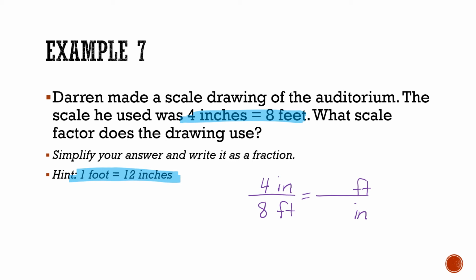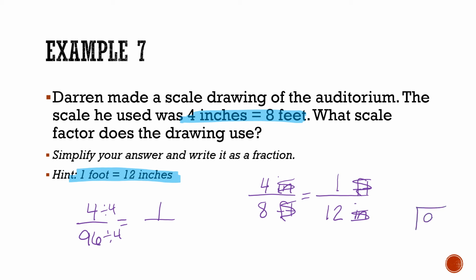I'm going to use my hint there that 1 foot is equal to 12 inches. Those will cancel. So 4 times 1 is 4, and 8 times 12 is 96. Both of those are divisible by 4. So 4 divided by itself is 1. And 96 divided by 4, you may have to go out to the side to divide that.